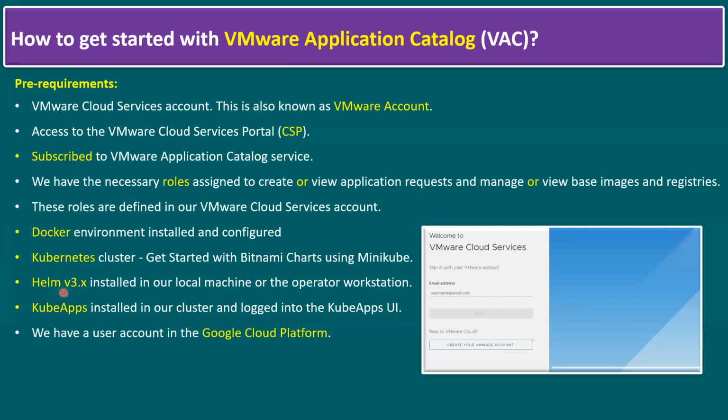And in addition, Helm version 3 must be installed on our local machine, the Kubernetes operator workstation. Kubeapps is also required: Kubeapps installed in our cluster, and we log into the Kubeapps user interface. And we have a user account in Google Cloud Platform. Not only limited to GCP, wherever our Kubernetes cluster is running, the specific platform is required. This is one example I gave. So these are all the prerequisites before we get started with the VMware Application Catalog.